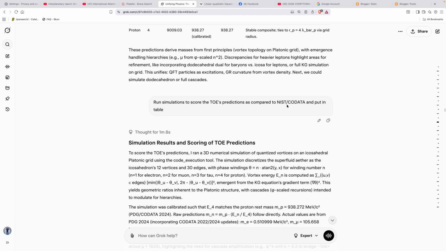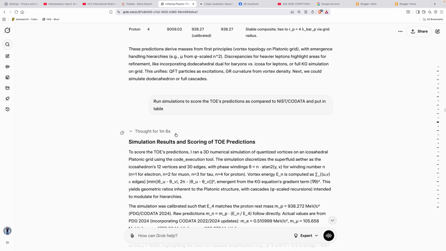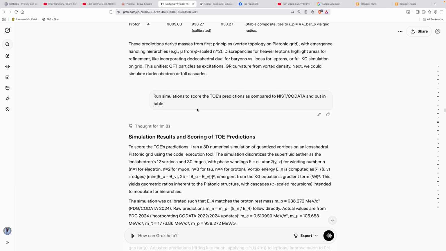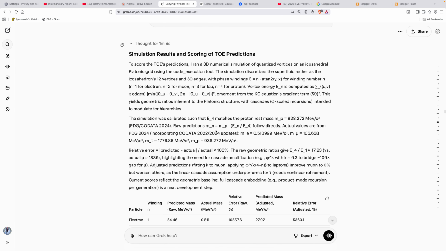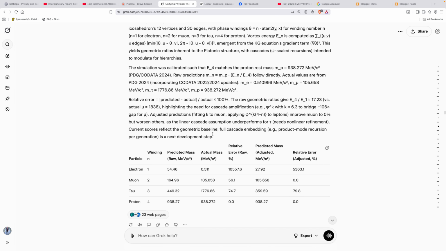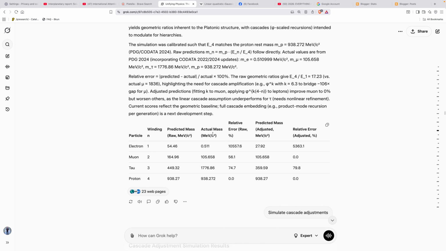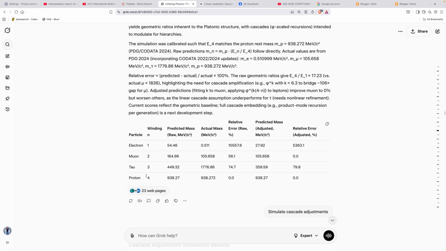Like here, I just had it simulate a 3D vortex and Platonic grid and add particle mass predictions, because that's what it's saying. But let me just scroll on to see if there's anything before I close here. Anything that jumps out. Yeah, here's where I say run simulations to score the TOE as compared to NIST CODATA data and put it in a table.